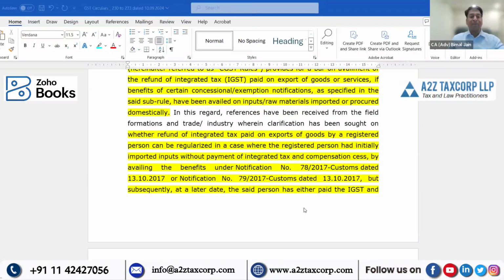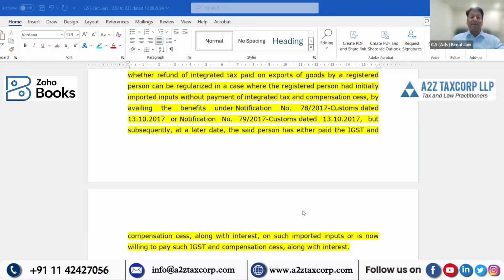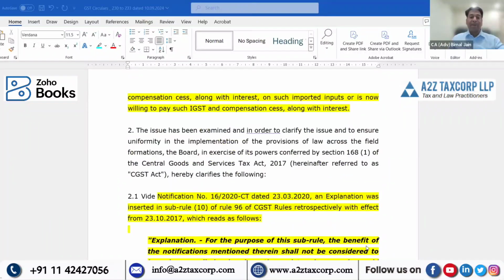78/2017, 79/2017, but subsequently at a later date, said person has either paid the IGST and compensation cess along with interest on such imported input or is now willing to pay. So either you have paid or you are now willing to pay such IGST and compensation cess along with interest, whether such refund of IGST can be regularized. This was the issue which is being clarified by way of the circular.